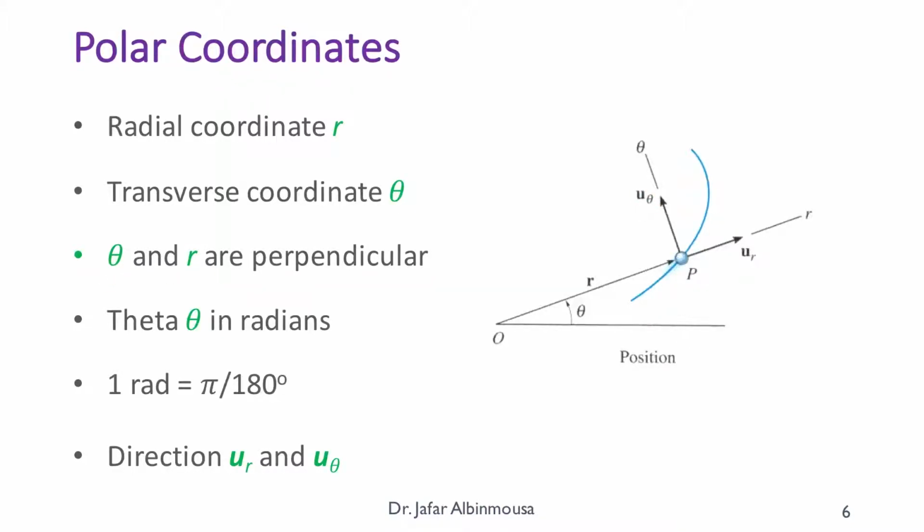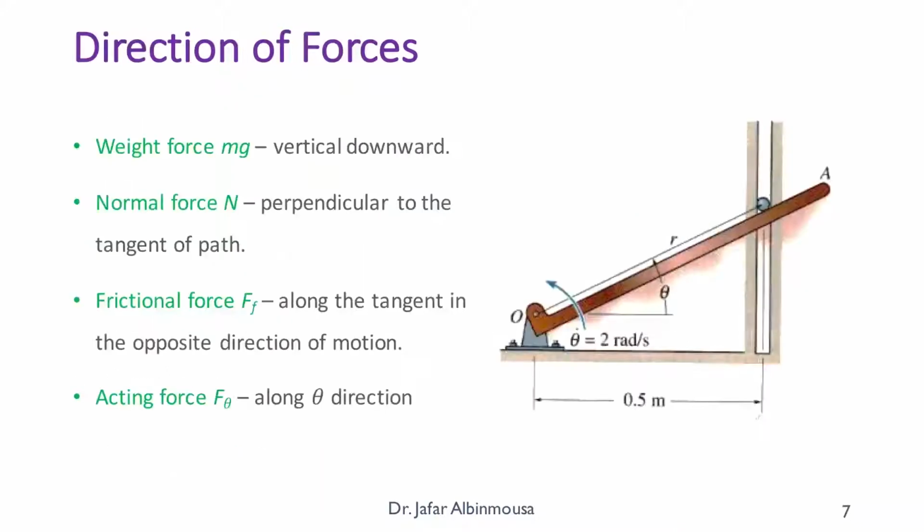So theta and r are perpendicular. We measure theta in radians. What is important is that this is the direction where r is positive, and counterclockwise is the direction where theta is positive. But we are now studying kinetics, not kinematics, and we need to treat different forces whenever we analyze a problem.